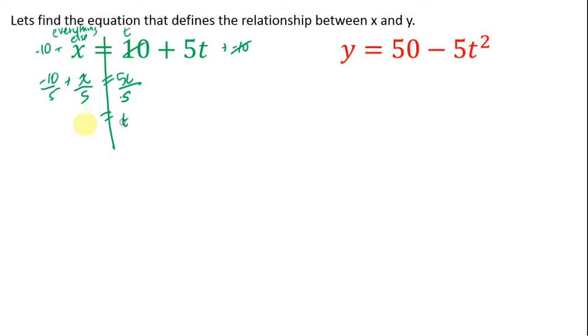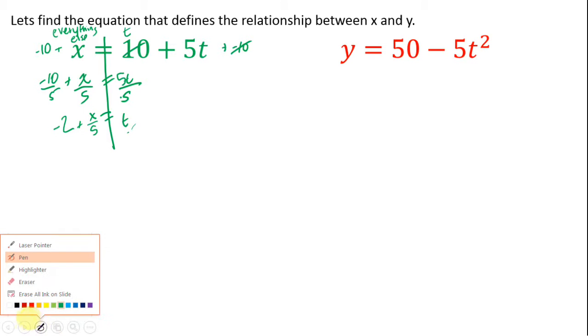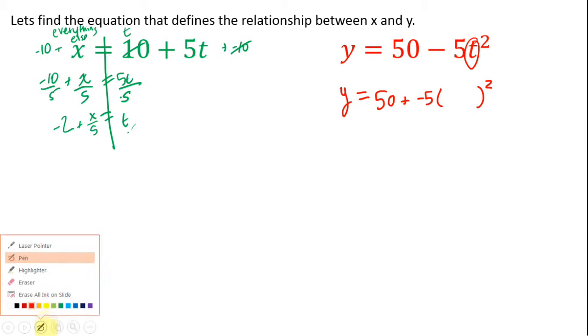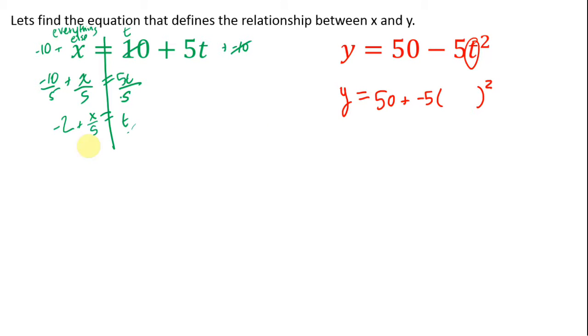This will give me t equals x over 5, or 1/5 x, plus negative 10 divided by 5, which is negative 2. t is defined as x over 5 plus negative 2. I can then substitute that expression into my equation in place of t. So I'll kick out this t, and in t's place, I will put the expression that I found that t was equal to, which is negative 2 plus x over 5.